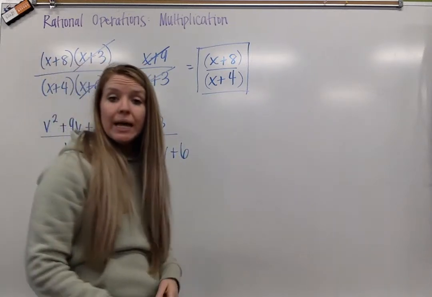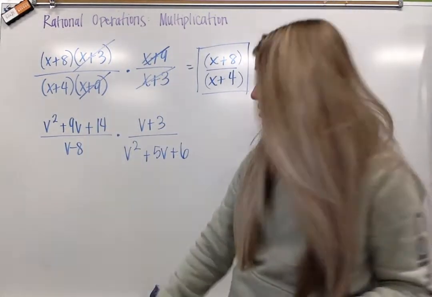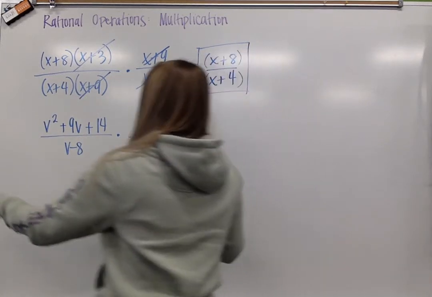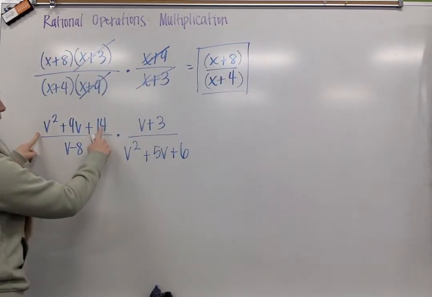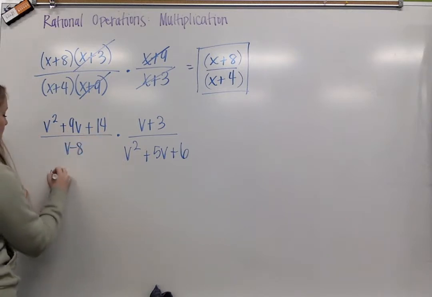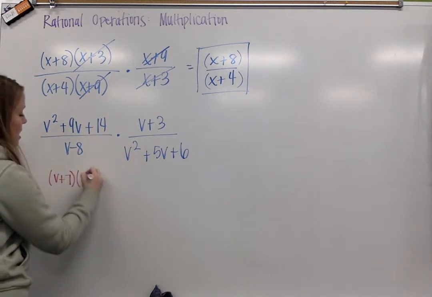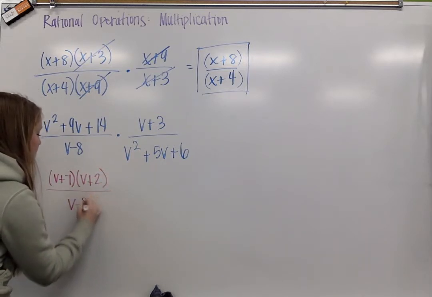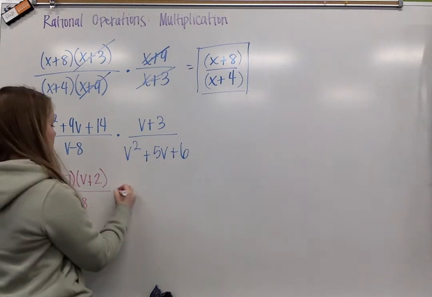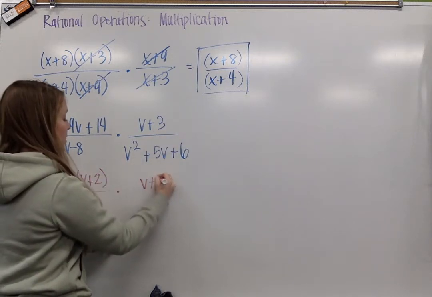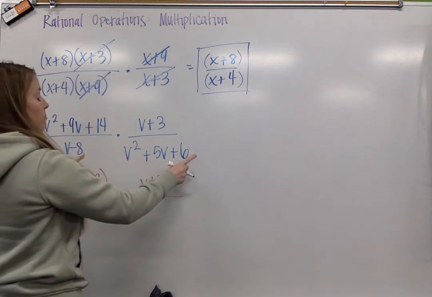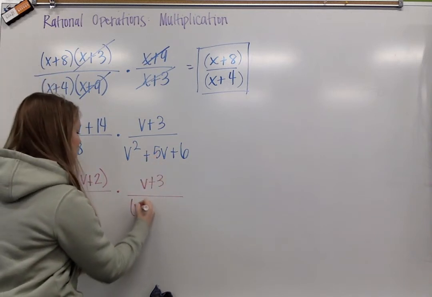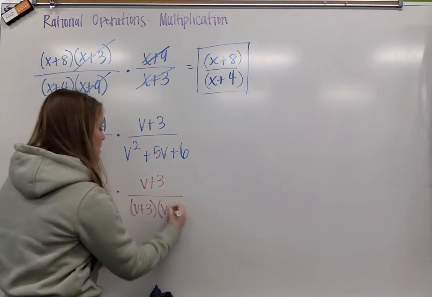So what I'm going to do is go ahead and factor my quadratics and see what happens there. Okay? So, what multiplies to 14 and adds to 9? That's going to give me a b plus 7 and a b plus 2, divided by b minus 8, times, I've got my b plus 3 here. What multiplies to 6 and adds to a positive 5? That's going to give me b plus 3 and b plus 2.